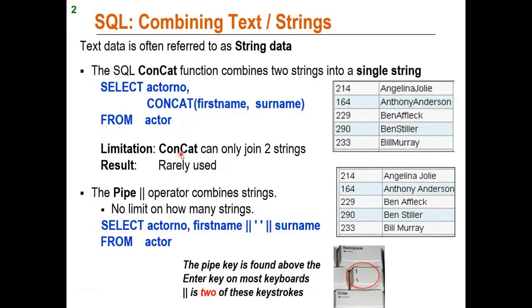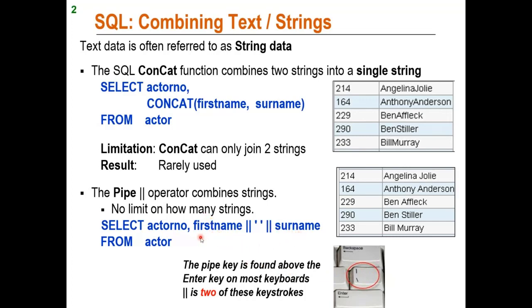The main limitation of this function is that it only joins two strings, right? But there are other ways that we can join more than two strings together. One of the easiest ways is using the pipe symbol, or pipe operator, right? The pipe operator is the symbol that you can see here. It's just above the enter key, a small straight line there. So using the pipe operator, this is how we combine the strings.